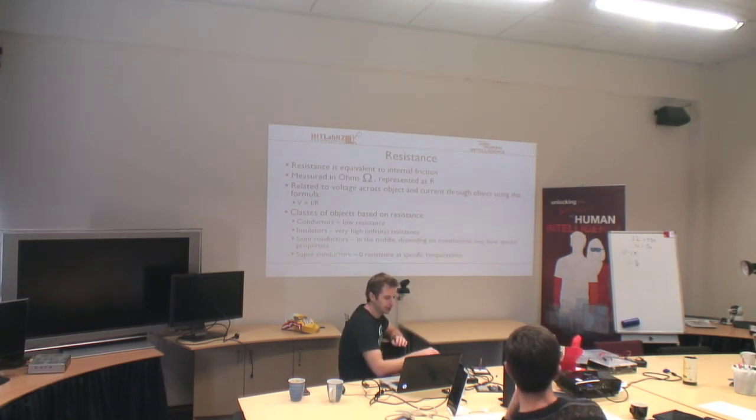Yeah. So there's various classes of objects based on resistance. We have what are known as conductors, like wires, which are very low resistance. They allow electrons to flow through them nice and easily. We have insulators, which have very high or infinite resistance. So, we looked before, when I held the two ends of it, I had a resistance of something like 300 mega ohms. So I am quite a good insulator.